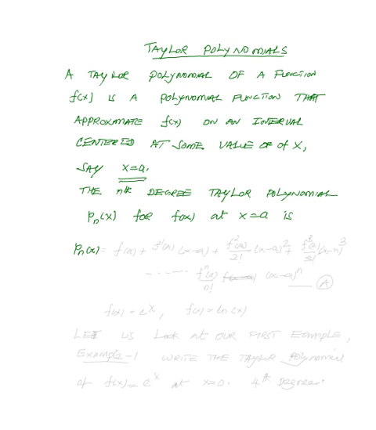Pn of x equals f of a plus f prime at a times x minus a, plus the second derivative of f at a divided by factorial 2 times x minus a squared, plus the third derivative of f of x at a divided by factorial 3 times x minus a to the third power, and so on until we reach the nth derivative of f of x at a divided by factorial n times x minus a to the nth power. Let me call this expression A.